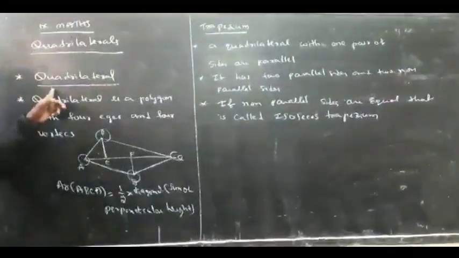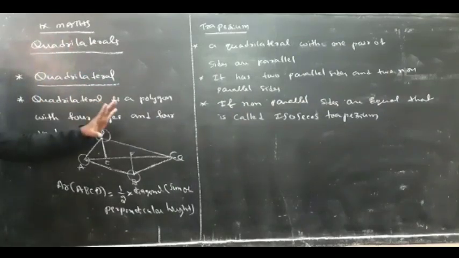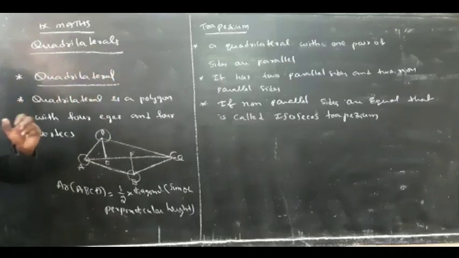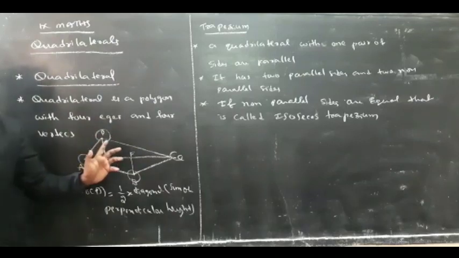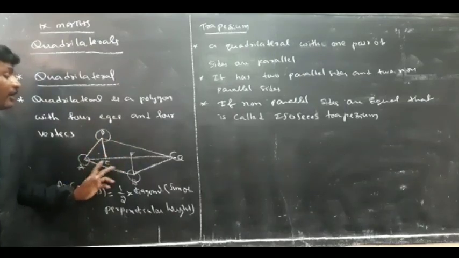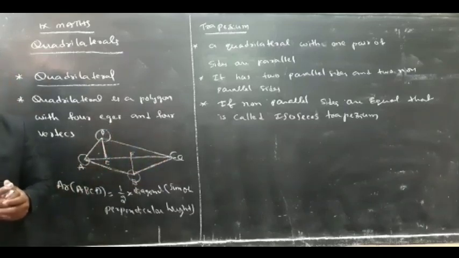First of all, what is a quadrilateral? A quadrilateral is a closed polygon with 4 vertices, 4 edges and 4 sides. Here, ABCD is a quadrilateral. What is the area of the quadrilateral? Half into diagonal into the sum of the perpendicular heights.